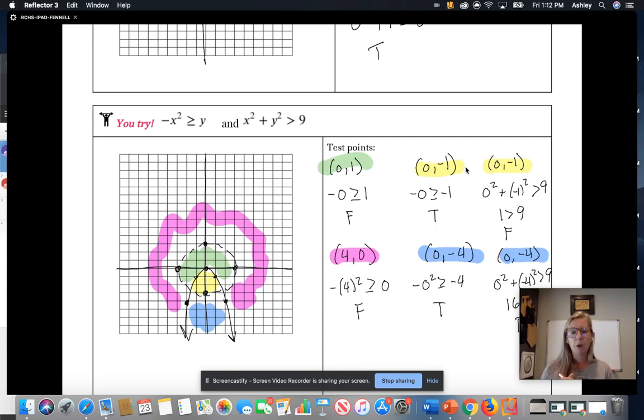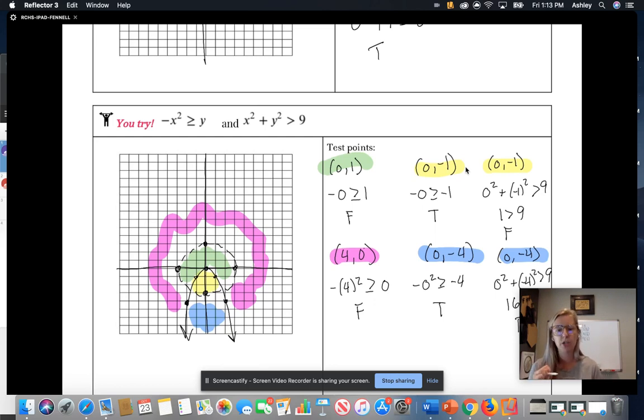All right, so I tested 0, 1 in my quadratic, and I got negative 0 is greater than or equal to 1. Negative 0 is not a thing, but 0 is not greater than 1, so that's false. Then I tested a yellow point, 0, negative 1. I got 0 is greater than negative 1. True. So now I need to test that in my second function, which is my circle function. 0 squared plus negative 1 squared is greater than 9. No, false. So that didn't work.